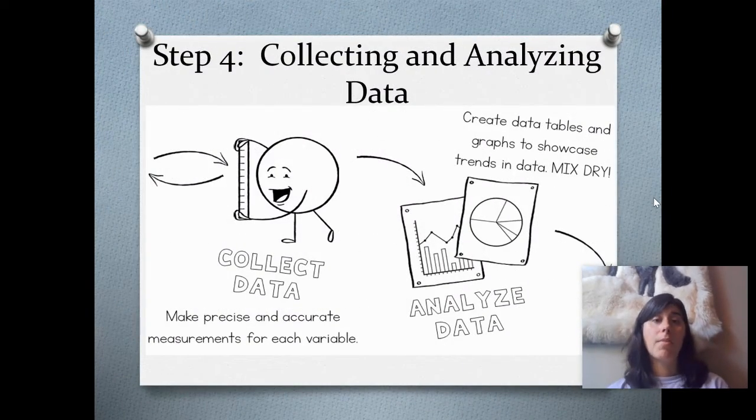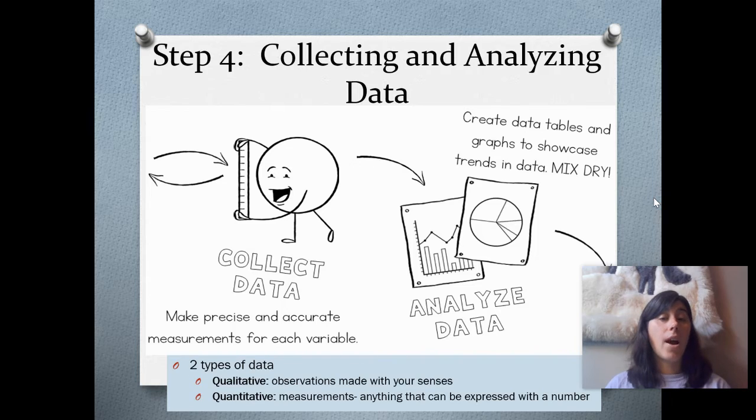As you're running your experiment, you will be collecting data. You usually collect this in data tables, but there are two types of data that you're going to be using. We have our observations, which are called qualitative data, and then you have your measurements or your numbers, which is called quantitative data. You need both of these to make a reliable conclusion to your data.